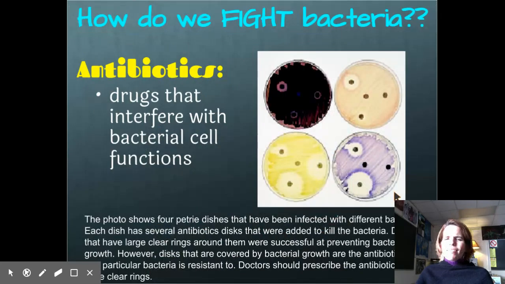So how is it that we fight bacteria? Well, here's the good news. Remember, viruses, we don't really have a medicine for. We only have vaccines for viruses. For bacteria, we do have things called antibiotics, which are drugs that interfere with bacterial cell functions.